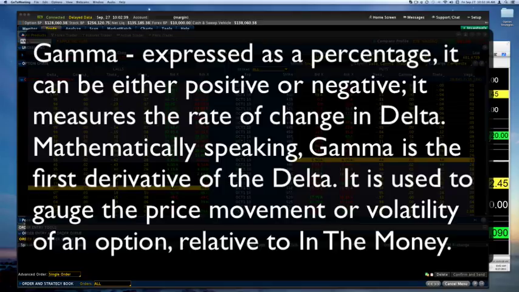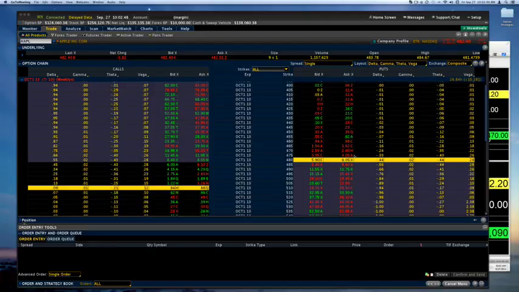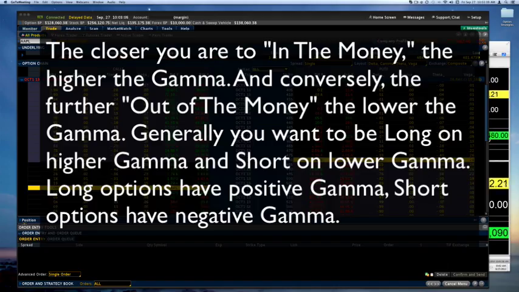And it's doing this all relative to where that in the money line is. So gamma is really focused on that division that we see in our option chain, where it goes from dark to gray, from out of the money to into the money. The closer that you are to the money, the higher the gamma. And when you move further out of the money, the lower the gamma. So generally, you want to be long on higher gamma and short on lower gamma.